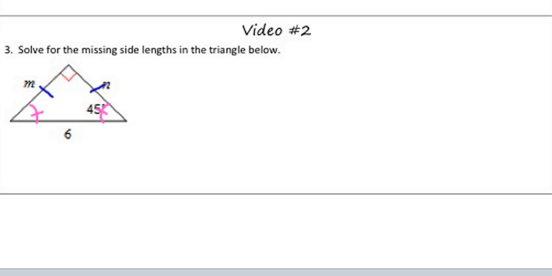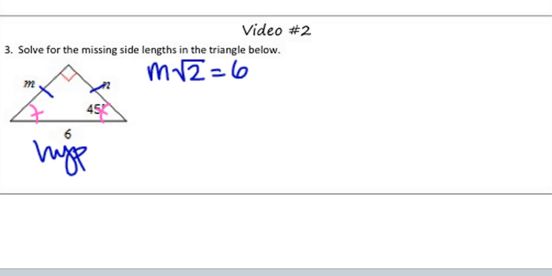Now, if you recall from your investigation, the hypotenuse is going to be whatever the measure of the leg of this isosceles right triangle is times the square root of 2. That's going to be your hypotenuse. And in this case, our hypotenuse measures 6 units.